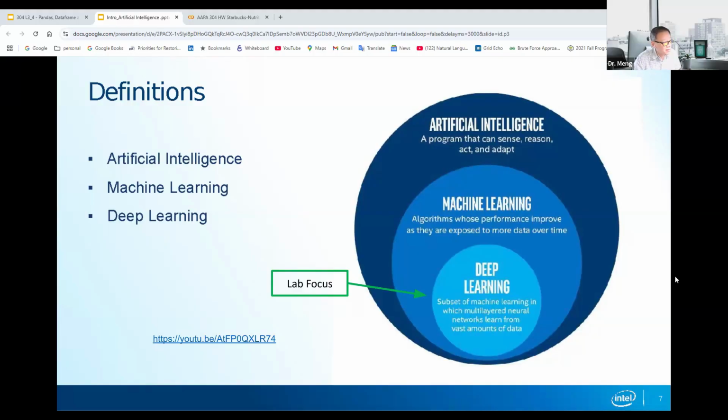So let's talk about, first of all, some terms: artificial intelligence, machine learning, deep learning. These are buzz terms, right? A lot of times people get confused with them. Definitely, yes, that's true. So essentially what we see, artificial intelligence, machine learning, and deep learning. Artificial intelligence has the largest scope. It's a very general concept. It's essentially any program that can sense, reason, act, and adapt.